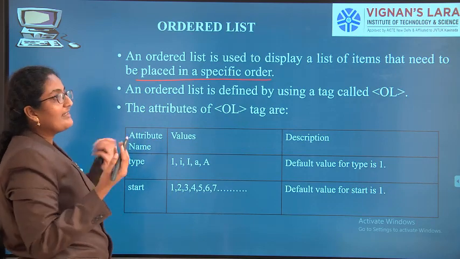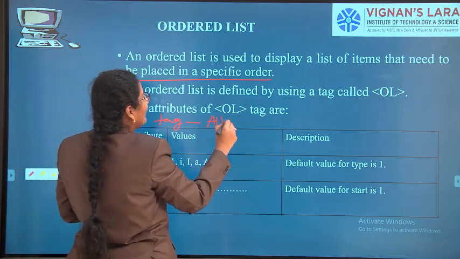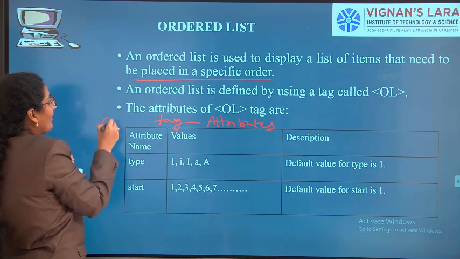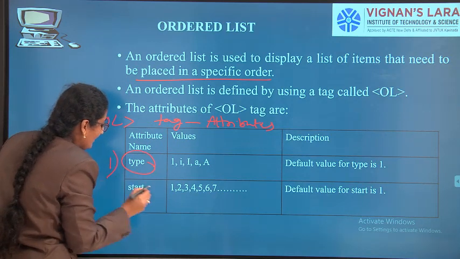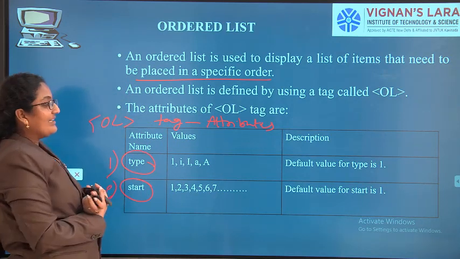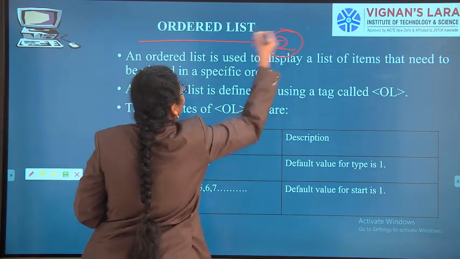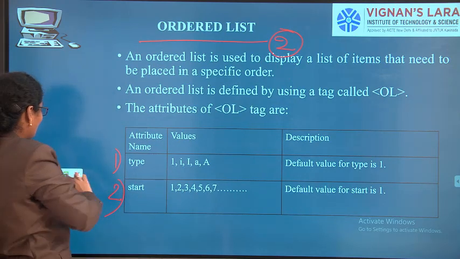See, every tag will have attributes. So what are the attributes of this ordered list? The attributes of ordered list are nothing but type and start. Two attributes we have. Ordered list has two attributes. These two attributes are type and start. So let us see.